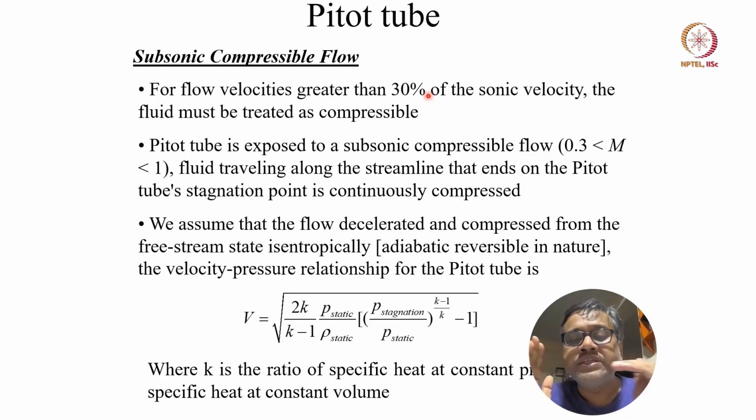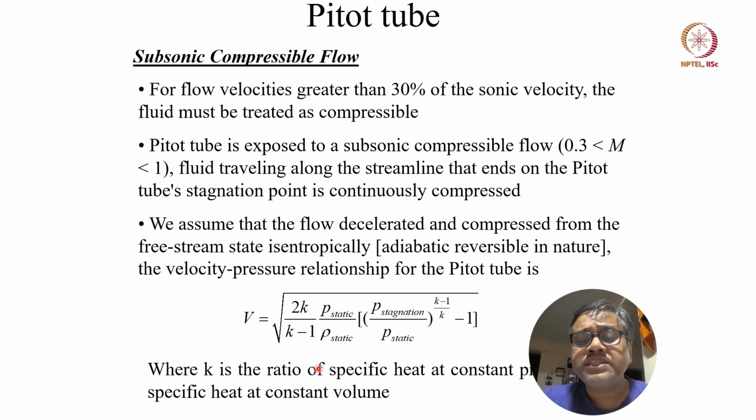So we assume that the flow is decelerated and compressed from the free stream isentropically, that means adiabatic and reversible in nature. Therefore, the fluid pressure relationship for the pitot tube now gets a little more complicated. There is now the K: the velocity is the root of 2K divided by (K minus 1), times P static divided by rho static, multiplied by [(P stagnation by P static) raised to the power (K minus 1) by K, minus 1]. K is the ratio of the specific heat at constant pressure to the specific heat at constant volume. Okay, so that is what you get.